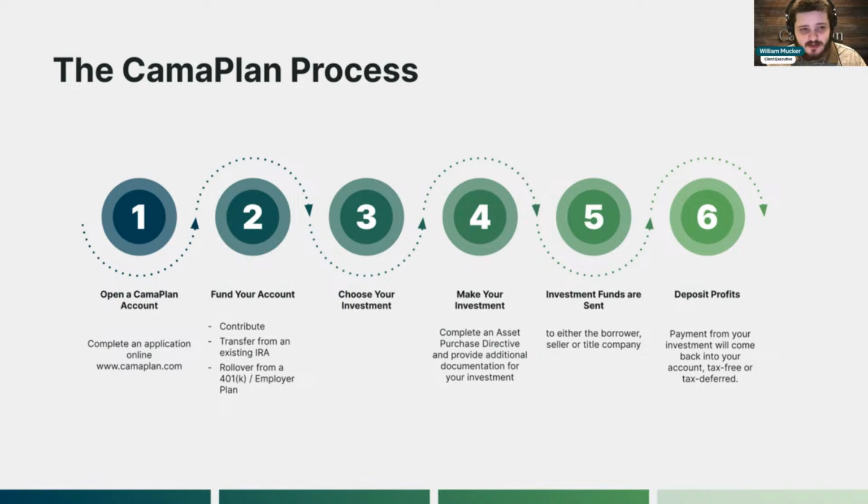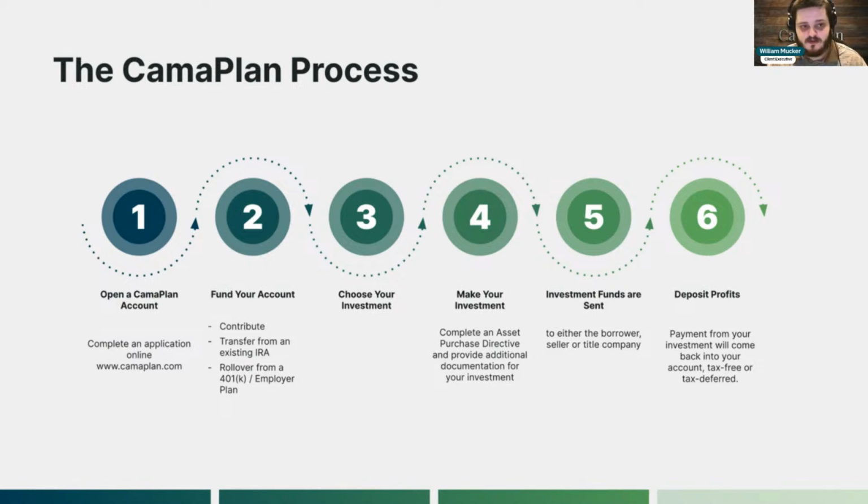Then we process that within 2 business days of receiving that paperwork in good order. We'll send the funds to the investment provider. Then you'll be able to see that asset within your IRA on your online portal that you'll have with Camel Plan. You'll see all the transactions that have gone out and have come in. And your investment provider or your borrower, whoever that is, will send the return directly back into your IRA.